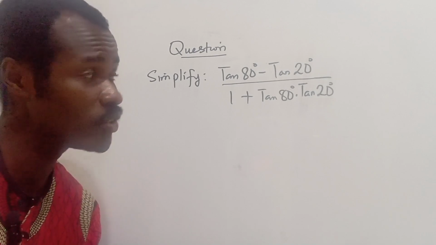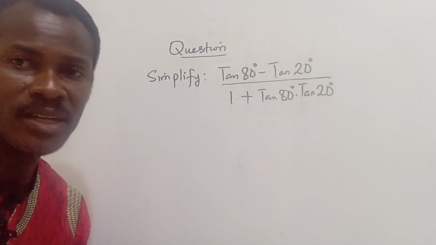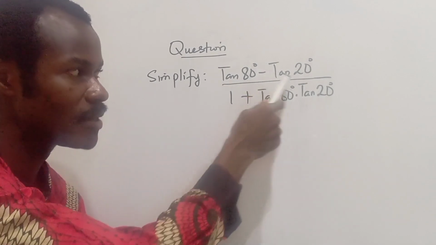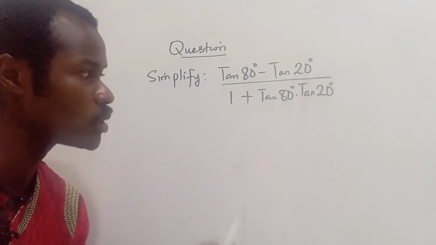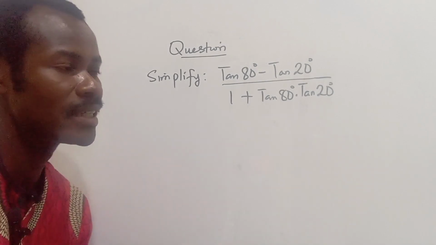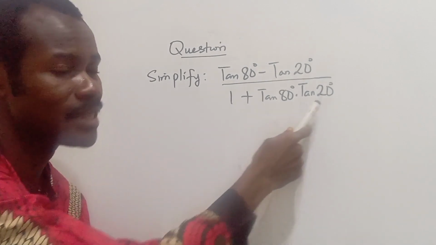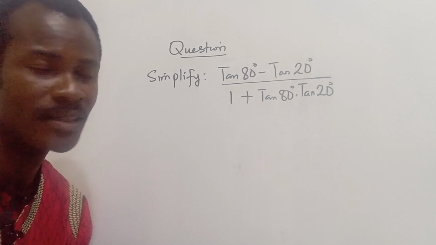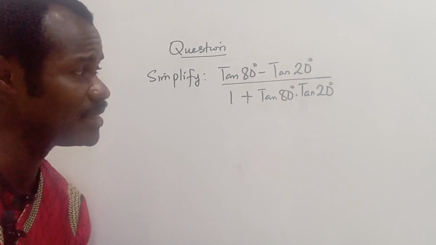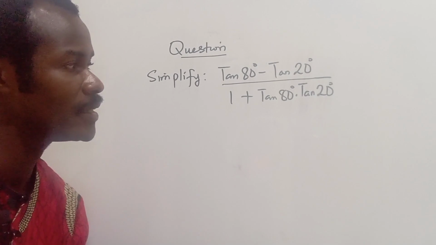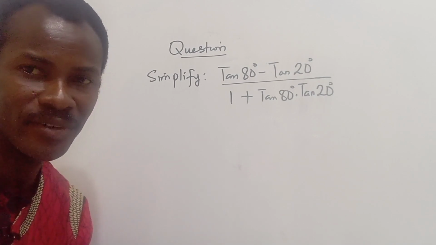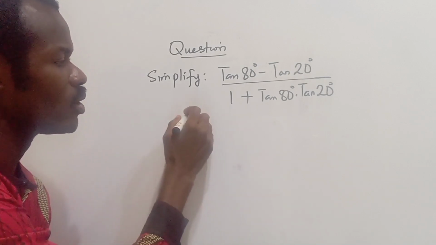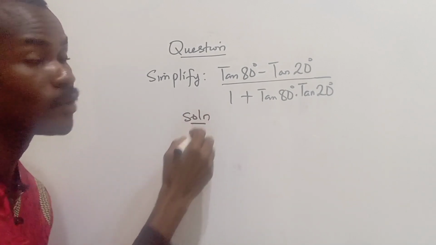Let's get right into today's problem. It is on trigonometry, and we have the question as: simplify tan 80 minus tan 20, divided by 1 plus tan 80 multiplied by tan 20. Now, just looking at this, we can remember that this has to do with the sum and difference of two angles. So let's recall that formula quickly for tan.